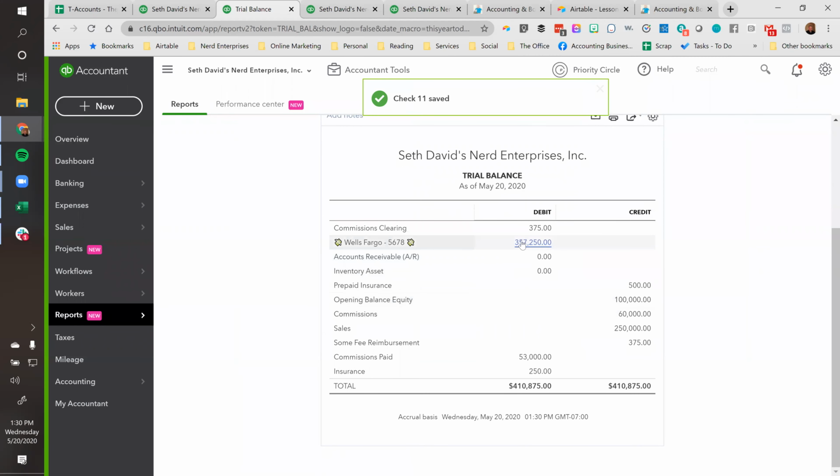Okay, so the Wells Fargo account did go down, right? There's my commissions paid, went to 53 exactly as predicted. Insurance expense went from 500 down to 250, again, exactly as predicted, okay?